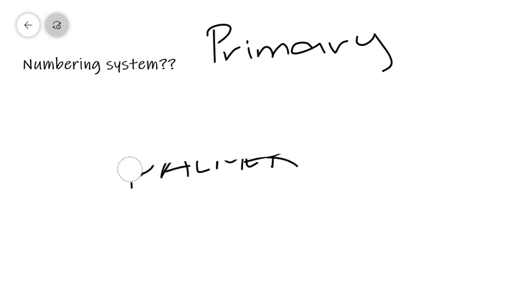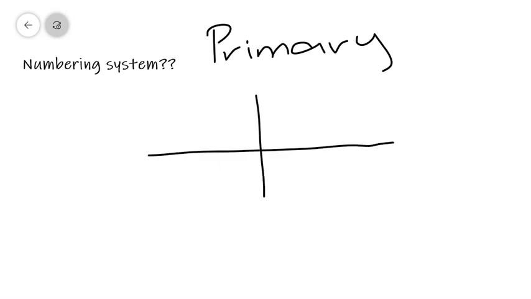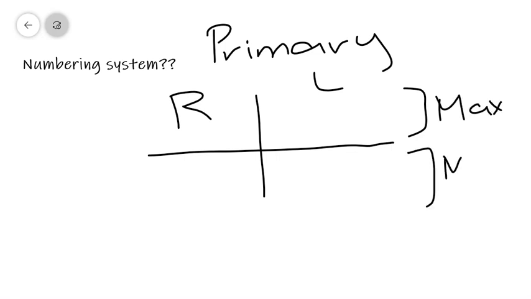Now, human dentition is divided into four quadrants. By quadrants, I mean like this. This is the right side, and this is the left side. I'm going to write max means maxilla, and mand means mandible. The upper side represents the maxillary teeth, and the lower side represents the mandibular teeth, and this is the right side, and this is the left side. So this is how we divide the human dentition into four quadrants, further dividing it into maxillary and mandibular teeth, and then into right and left side.